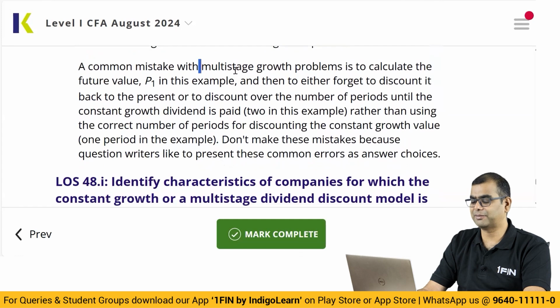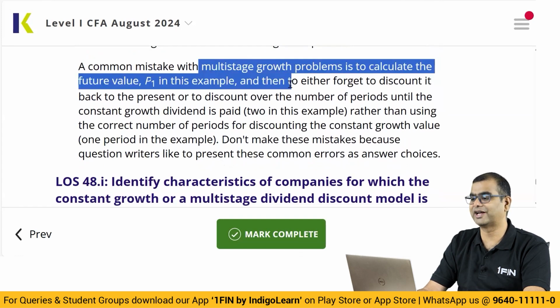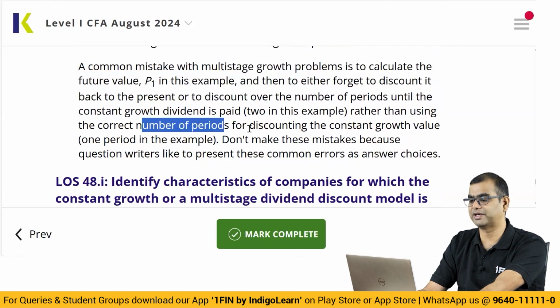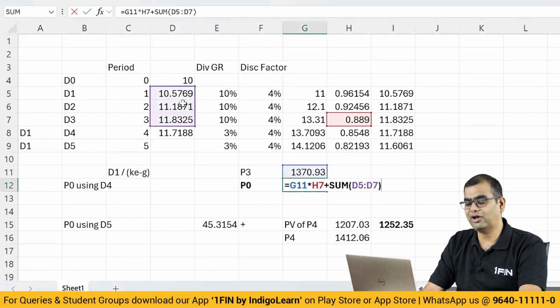A common mistake with the multi-stage model is to calculate the value of P1 in this example and then forget to discount it back to the present value, or discount it over the wrong number of periods, rather than using the correct number of periods until the constant growth is paid. Don't make this mistake. So, what are they saying? Here, if I had to compute P0, I did two things. I added all the discounted dividend present values and also added the present value of P3.